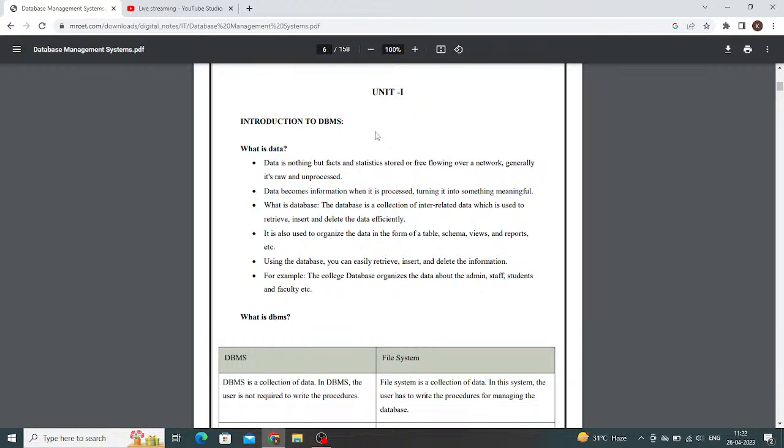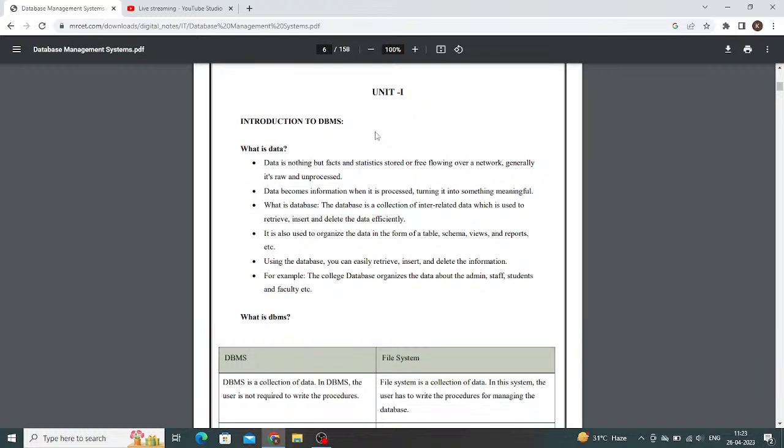A database is a collection of interrelated data which is used to retrieve, insert, and delete the data efficiently. Like at the back end you are storing your data, so you are deleting, retrieving, and inserting data efficiently. It is also used to organize the data in the form of tables, schemas, views, and reports, etc. So using a database, you can easily retrieve, insert, and delete the information.